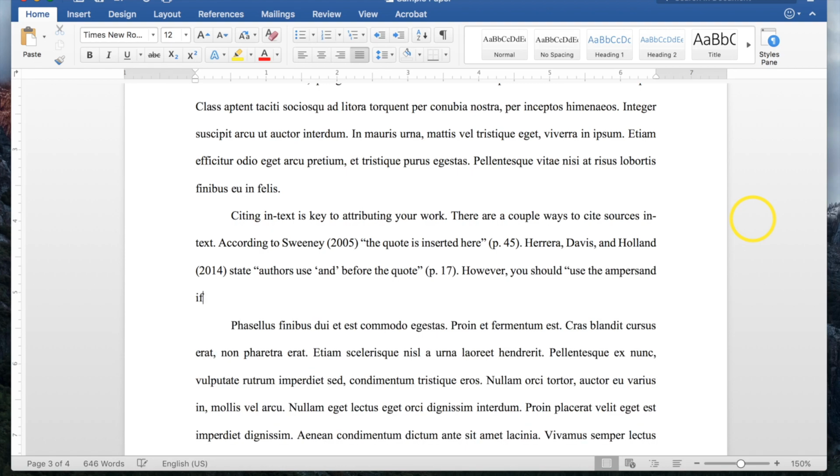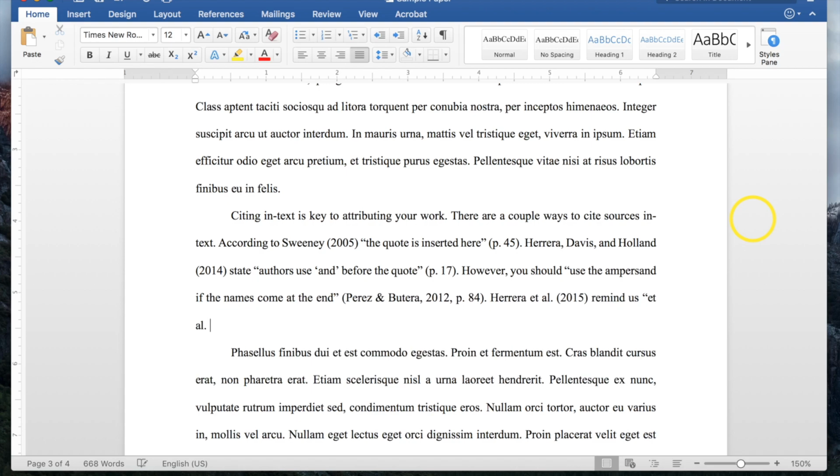If a work has 3 to 5 authors, list all authors the first mention, and then abbreviate all non-first author names using the phrase et al. Et al. is an abbreviation for the Latin et alia, which means and others. Therefore, grammatically treat the citation Bradley et al. as if you wrote the word they, because you are referring to multiple people.